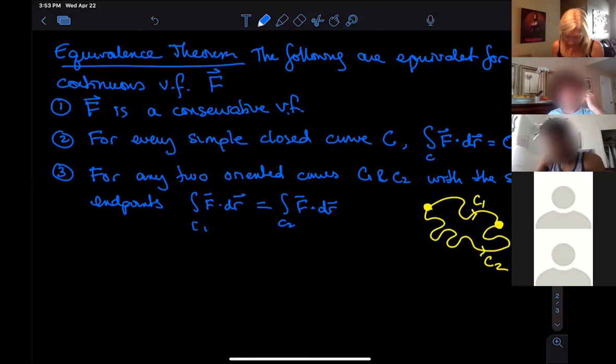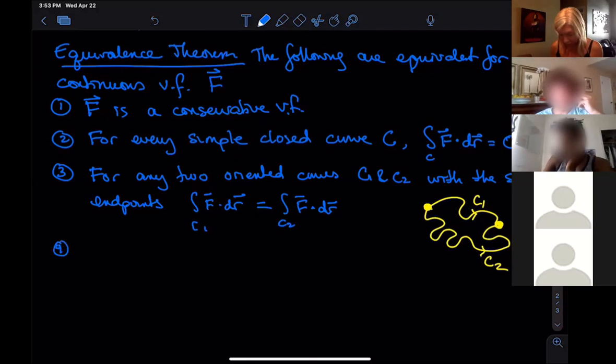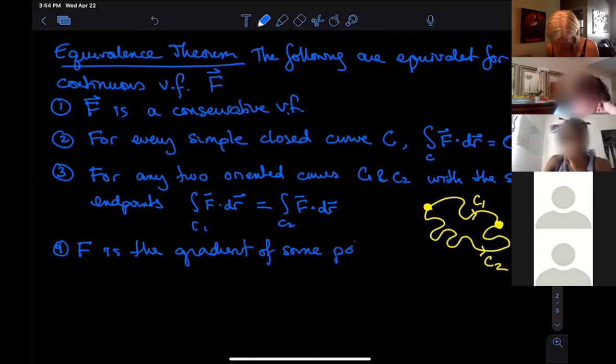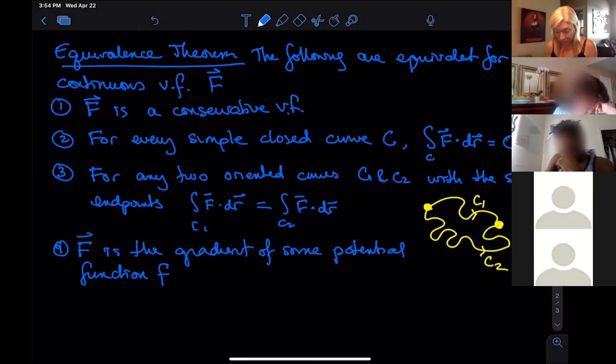Okay, and then the last condition is obvious because it's part of the definition of conservative, but let's just include it: F is the gradient of some potential function, little f. Okay, so that's the equivalence theorem. And we may end up using that in some of our calculations.